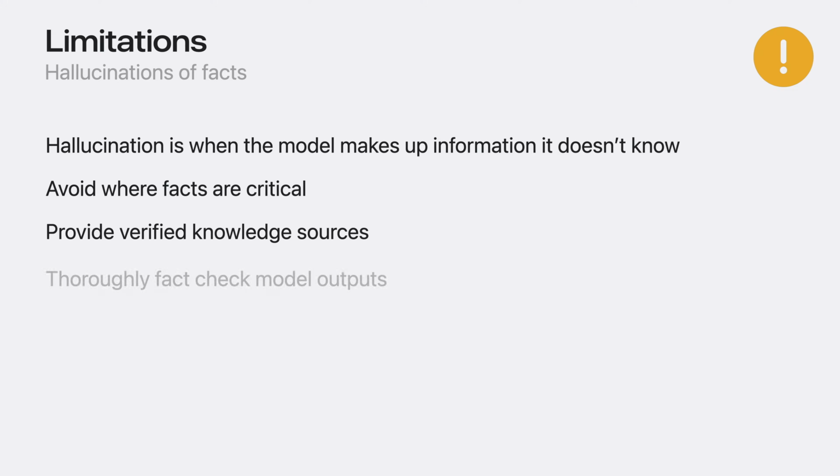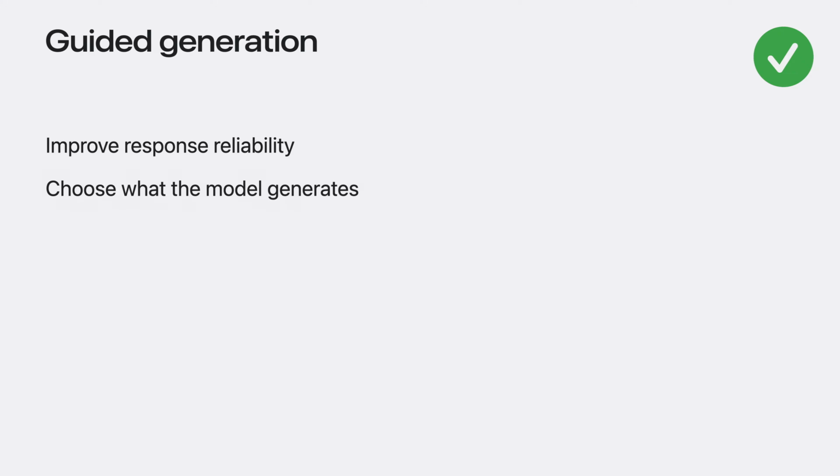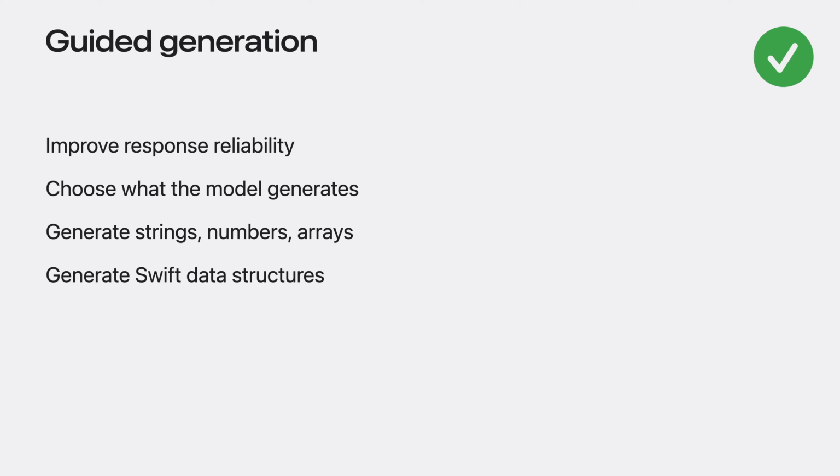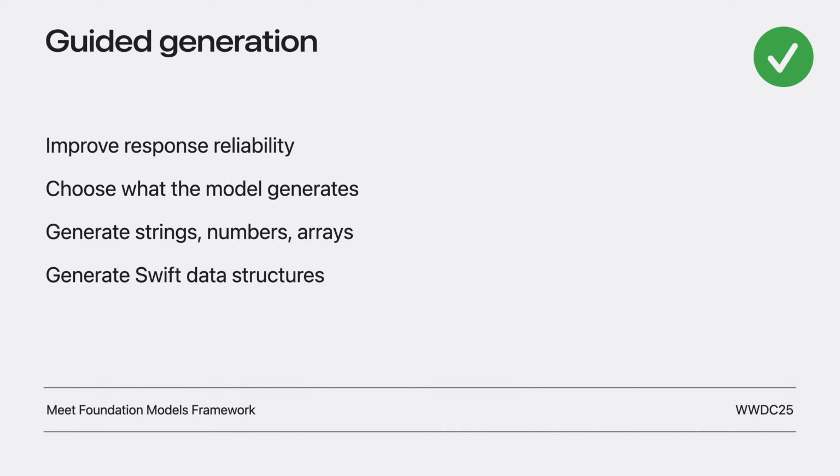And thoroughly fact-check model outputs for any new prompts you write. For now, you can improve reliability in many situations with a special feature of this model, guided generation. With the foundation models framework, guided generation gives you control over what the model should generate, whether that be strings, numbers, arrays, or a custom data structure that you define. For more on how guided generation works, check out the Meet the Foundation Models framework talk.